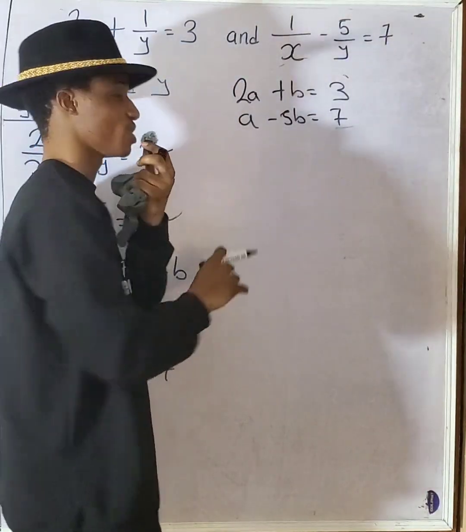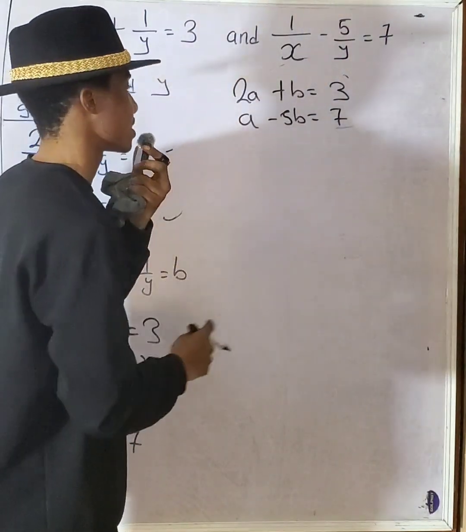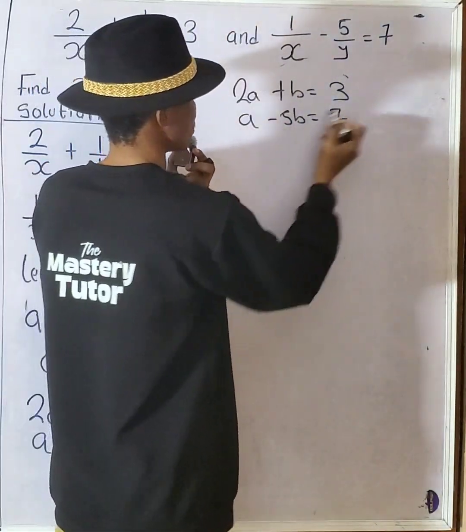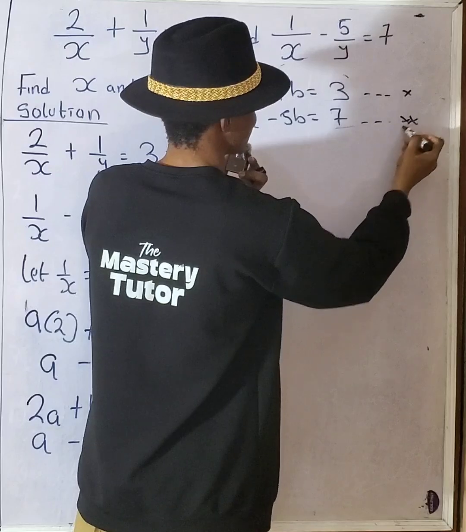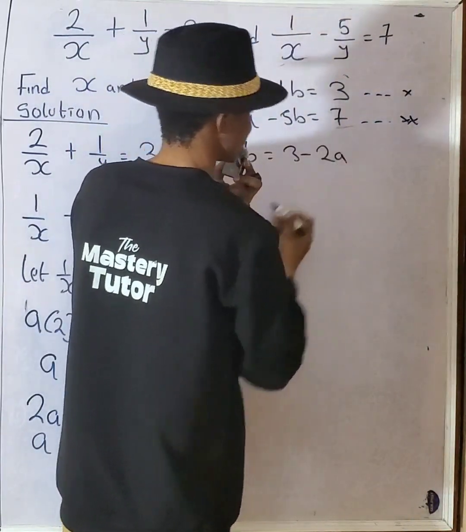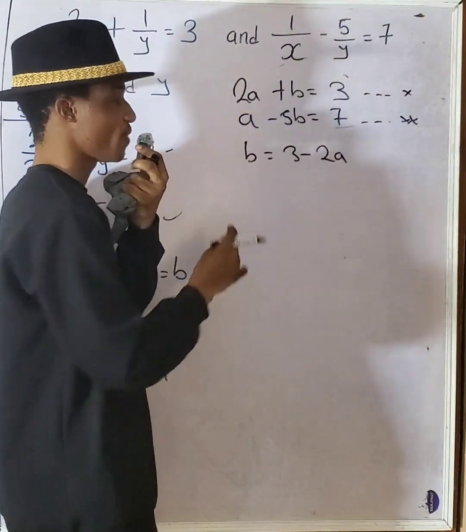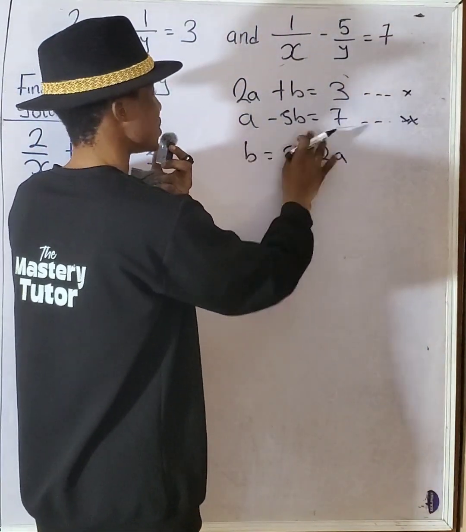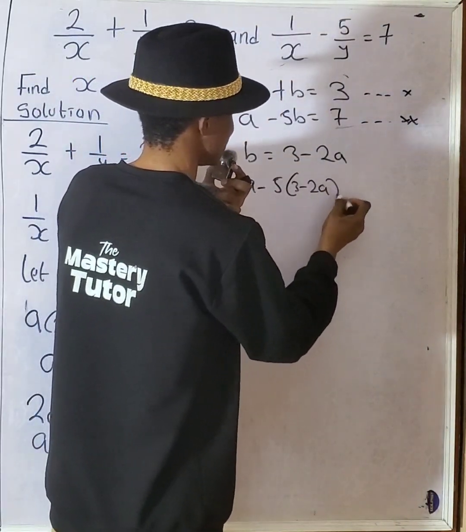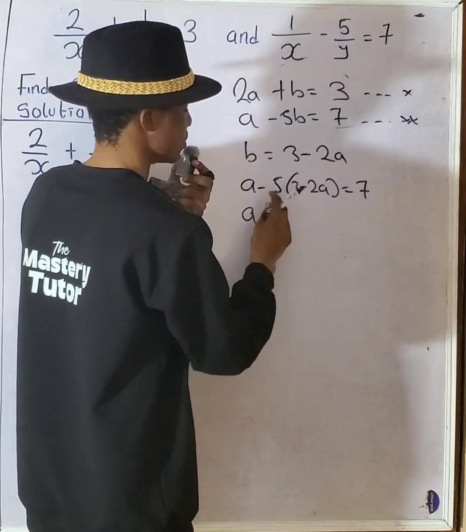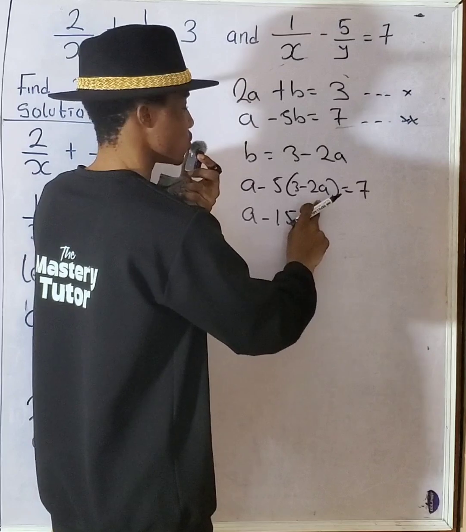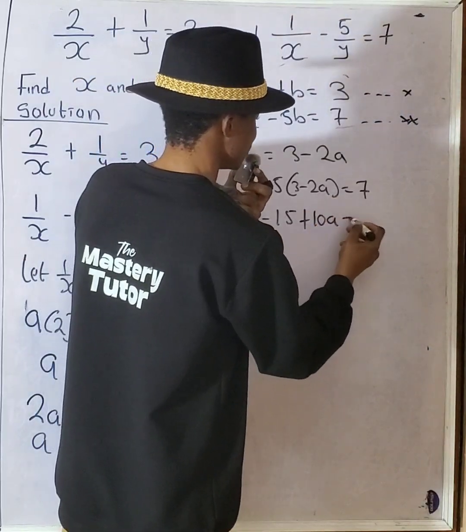In solving this equation using substitution method, the first step is that you have to make b the subject of the formula, okay? Call this one equation star, call this one equation star star. From equation star, b will be equal to 3 minus 2a. Are you getting it? Substitute the value of b as 3 minus 2a into equation star star. So I'm going to have a minus 5 multiplied by 3 minus 2a equals 7. A minus 5 times 3 is minus 15. Minus 5 times negative 2a is positive 10a. This will be equal to 7.